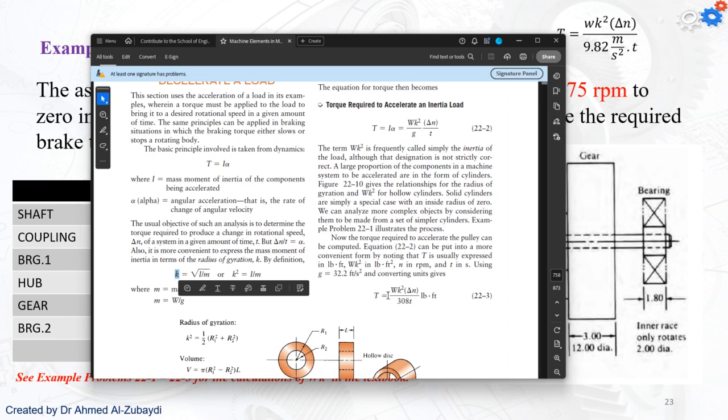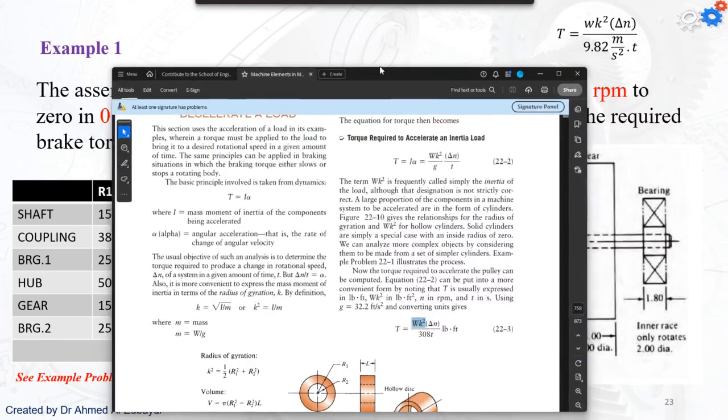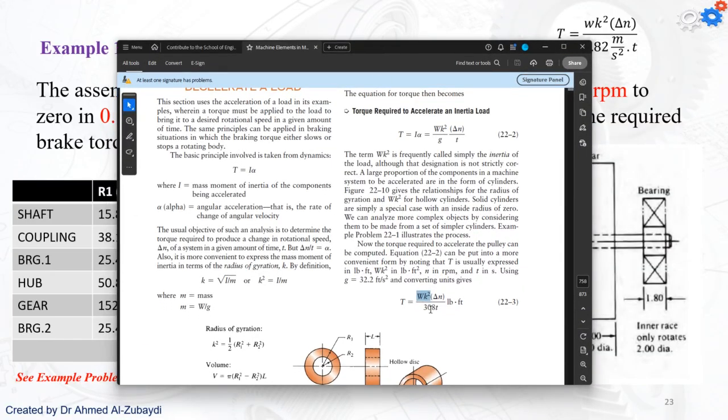That's for the IP unit. For the SI unit, you just need to find the delta N in radian per second, and the WK square is going to be in units of Newton meter square. The 32.2, which is the feet per second square, you can change to 9.81 meter per second square. Time is always in seconds. So you're going to find the torque in Newton meter.